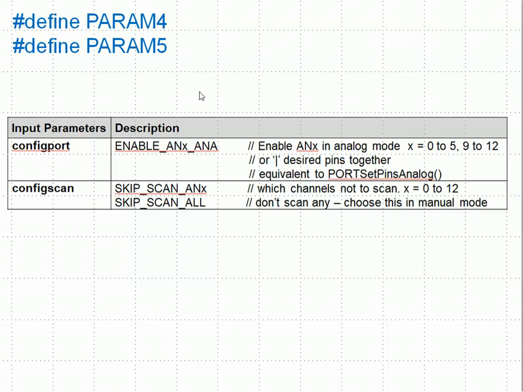The final parameters are the simplest ones. These are the pins, AN X, that you're going to use to collect the samples. X can be 0 to 5, 9 to 12. If we wanted to use pin 0 and 9, it would be enable AN0, ANA, and then OR, and enable AN9, ANA.